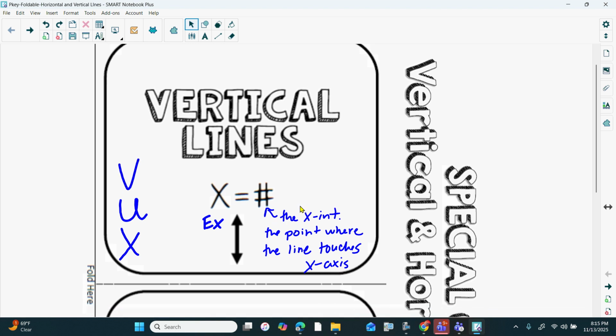So, to help you remember everything you need to know for vertical lines, you're going to have to remember this little acronym, VUX, okay? The V is for vertical. So anytime I see a vertical line, the U is for undefined slope. You need to know that fact, because a lot of times what they ask is, write the equation of a line that is undefined and goes through this point, okay? So if it goes through this point, that is your x equals the number, the point of intersection of the x-axis.